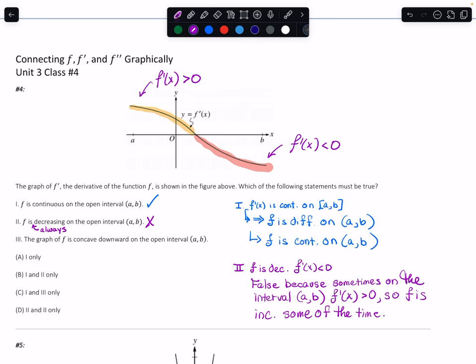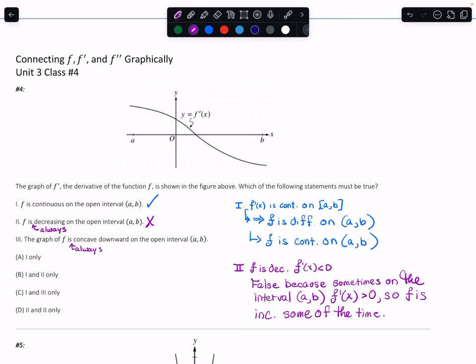What about 3? F is concave downward on the interval from A to B. So let's get off any annotations we made here. Okay, and again, this would be always.